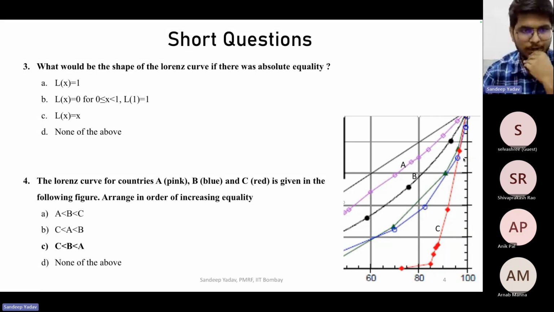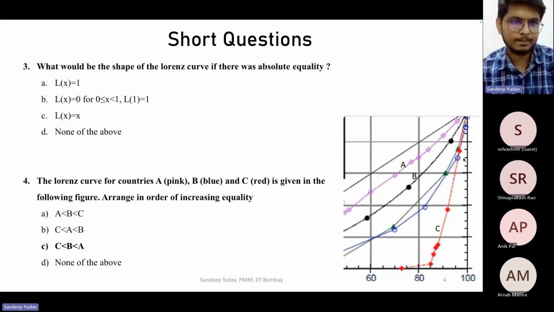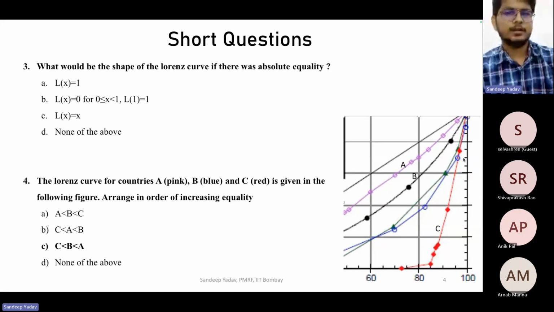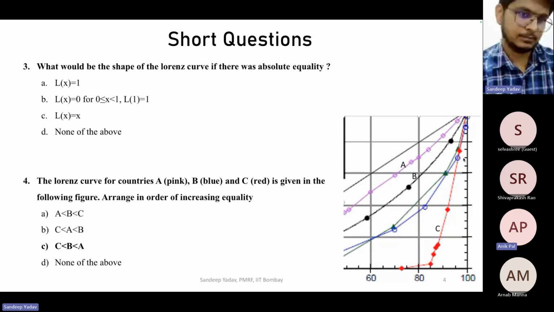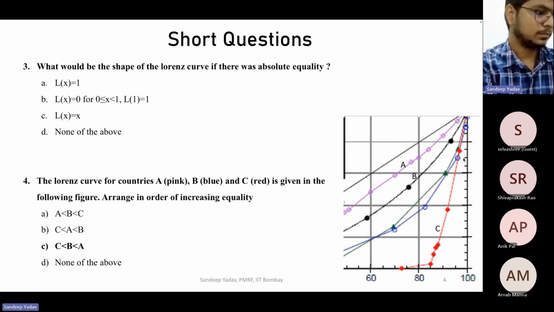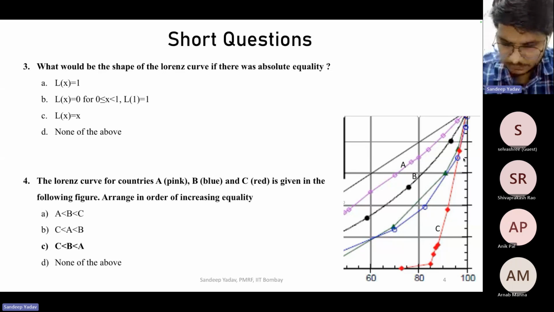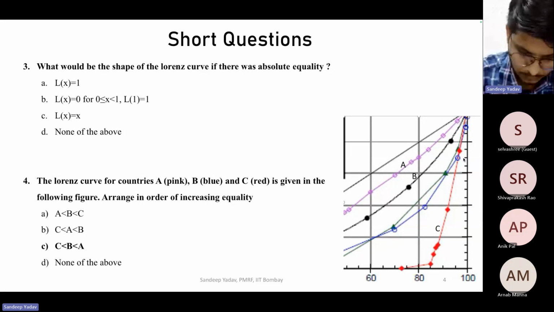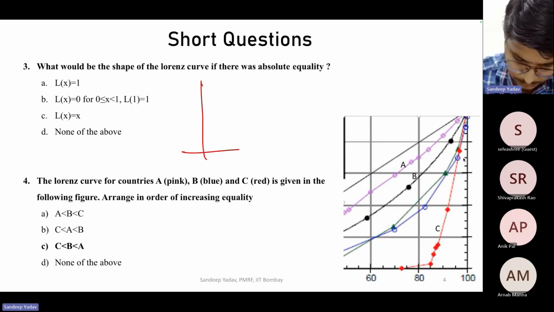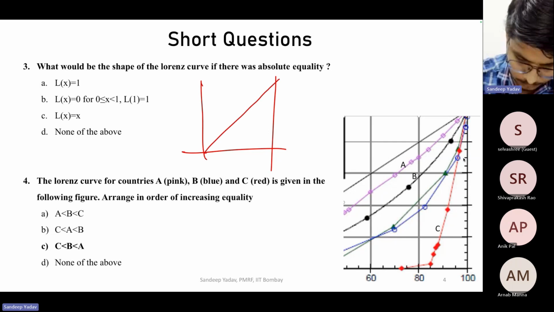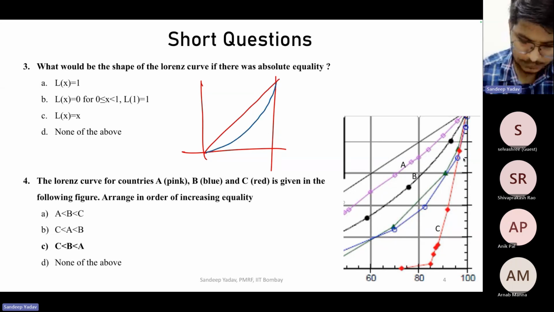Now moving ahead: what would be the shape of the Lorenz curve if there was absolute equality? I've just explained this. What is the slope of the Lorenz curve if there is absolute equality? Option C. If you see in this graph, I've drawn the Lorenz curve here. This was the curve. This is the line of equality, and this is the line of inequality.